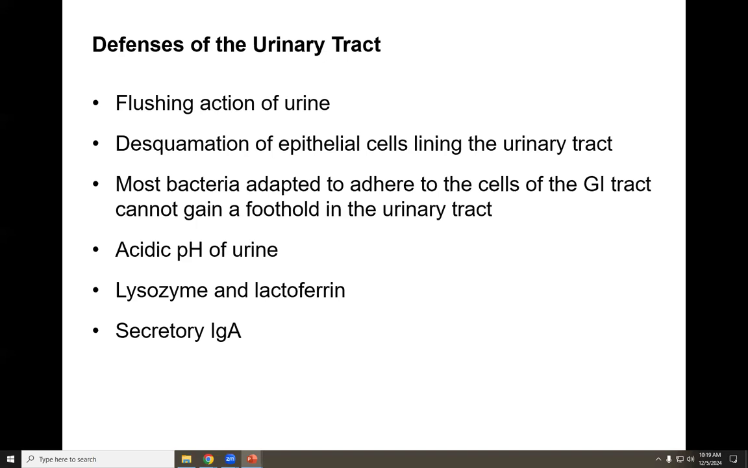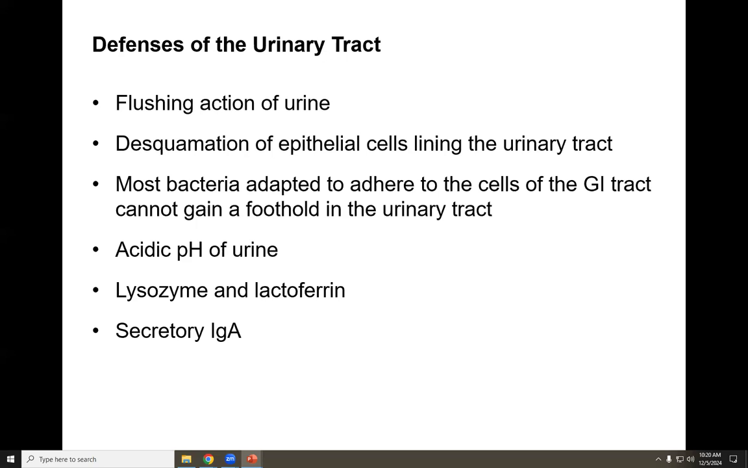For protecting your urinary tract, we have the flushing action of the urine, which actually is pretty successful at keeping microbes out of the system. We have desquamation. Anytime you hear desquamation, we're talking about getting rid of the cells on the surfaces, so just shedding the cells normally. You shed those cells, just like you shed your skin cells, and the microbes that are attached to them will also get shed.